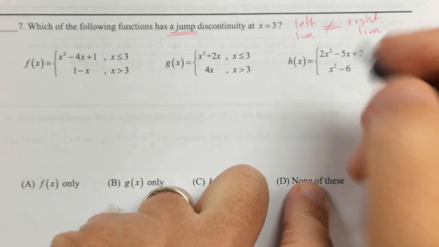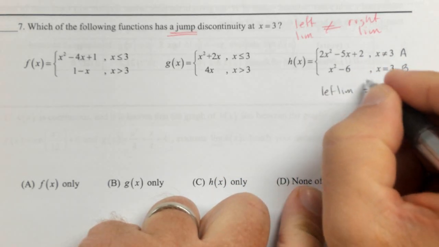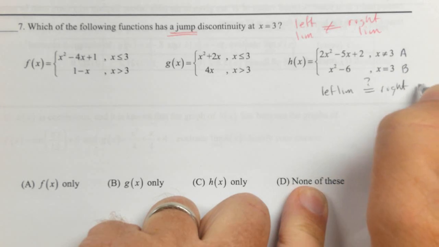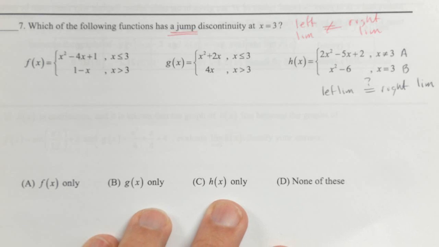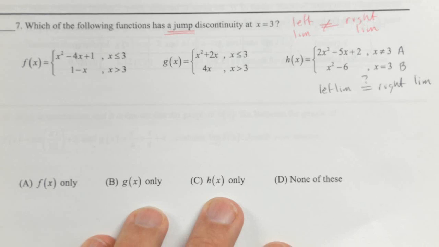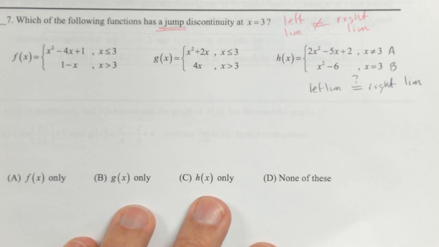Which branch am I plugging it in if I want the left limit? Am I going to plug it into branch A or branch B if I'm coming from the left? So I'm a little less than 3. Plug it into A or plug it into B? A little less than 3. So if I want to plug in 2.9 or 2.99 or 2.99999 or 2.9999999, that's branch A.